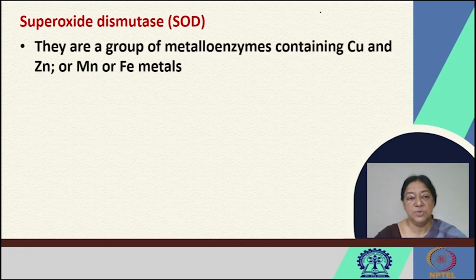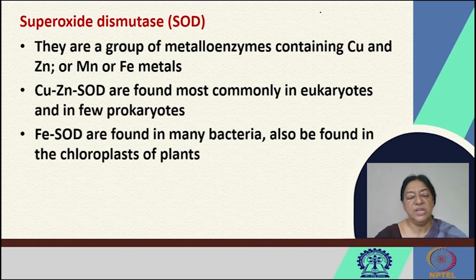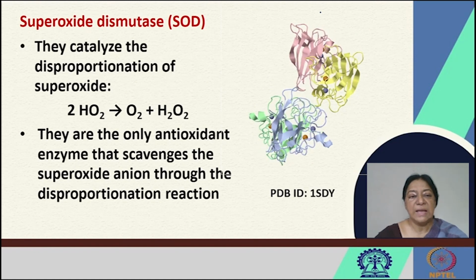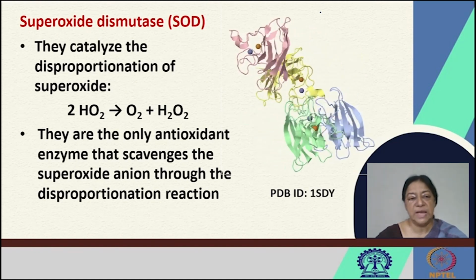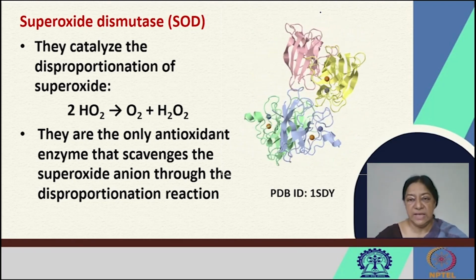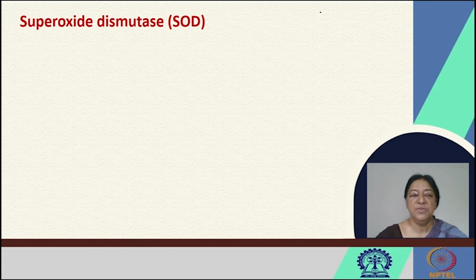If we look at superoxide dismutase, these are a group of metalloenzymes that contain copper, zinc, or manganese, and iron. Copper zinc superoxide dismutases are found most commonly in eukaryotes and in a few prokaryotes. And we have variations in terms of the metals in the superoxide dismutase. Some can be found in bacteria and in plants, and some in mitochondria. This specific protein catalyzes the disproportionation of superoxide into O2 and H2O. They are the only antioxidant enzymes that are capable of scavenging the superoxide anion through this disproportionation reaction.